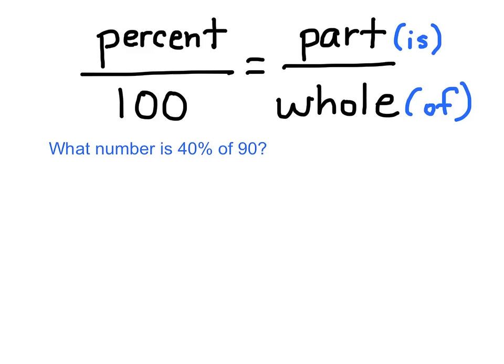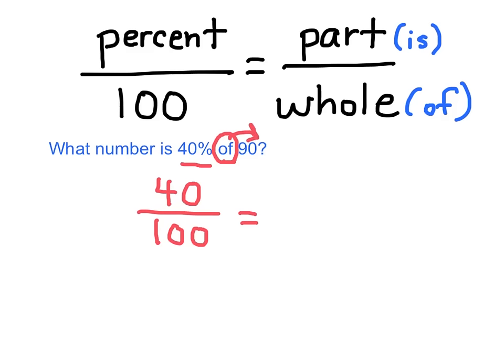First of all, notice that we know what the percent is. The percent is 40%. By definition, a percent is a number over 100. So using my proportion, the 40 would go in place of the percent over the number 100. Then I notice that there's this word of. Whatever follows of is going to be the whole amount of our proportion. So 90 will go in the denominator on the right side. Therefore, the number that we're trying to find is the number over 90.